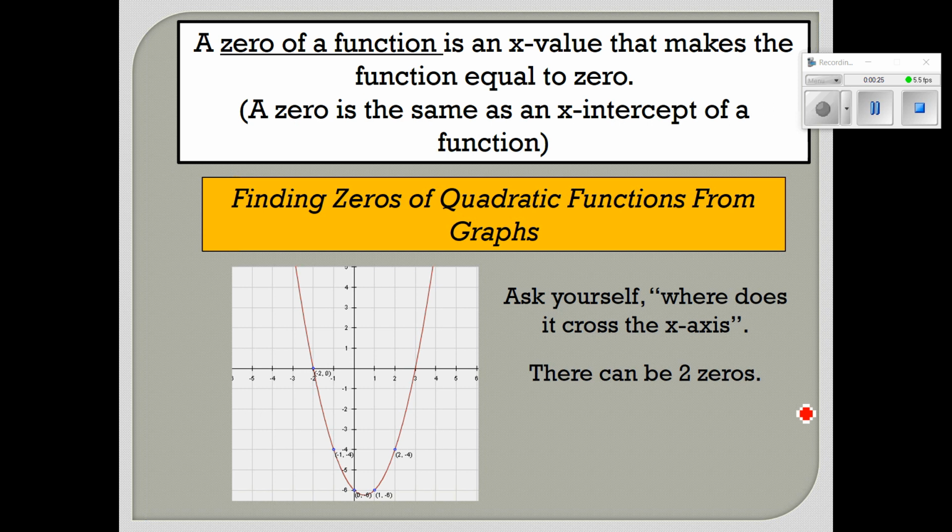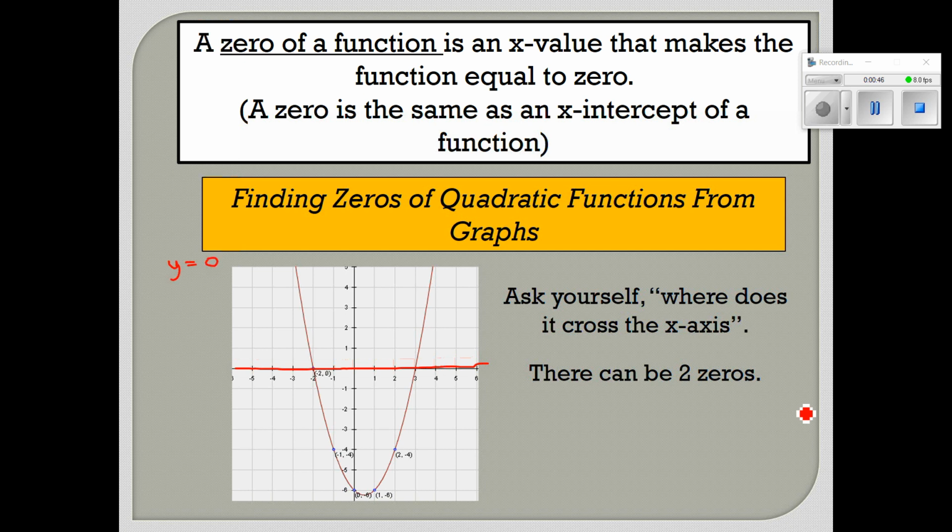The zero of a function is an x value that makes a function equal to 0. Now that sounds kind of confusing, but basically when it says what are the zeros, you want to find where does it cross the x-axis. They want to know where are the ordered pairs where the y would be equal to 0.